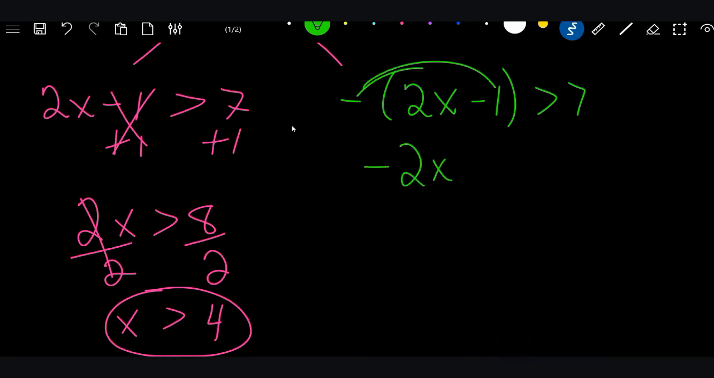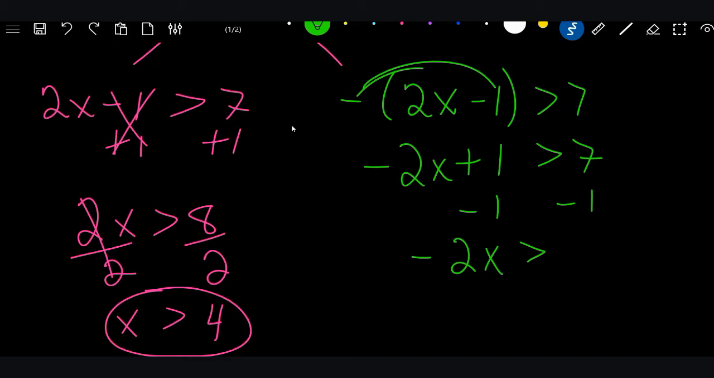minus 2x plus 1 is greater than 7. And again, that's a little bad looking 7, so I'll add that to it. We're going to subtract 1 from both sides and get negative 2x is greater than, again, don't change the sign because we're just subtracting. We're not dividing or multiplying by a negative 1 there. We are going to have to change the sign here in just a second, but for right now, we're fine.